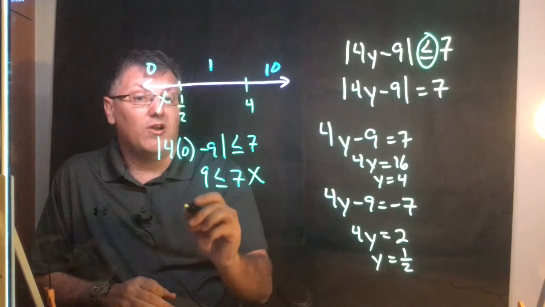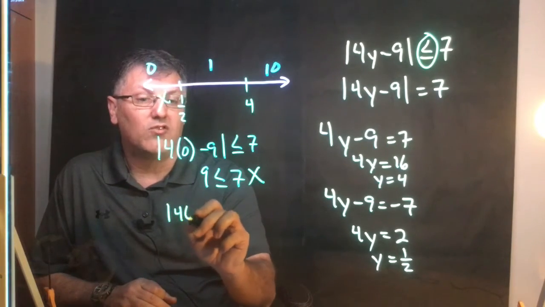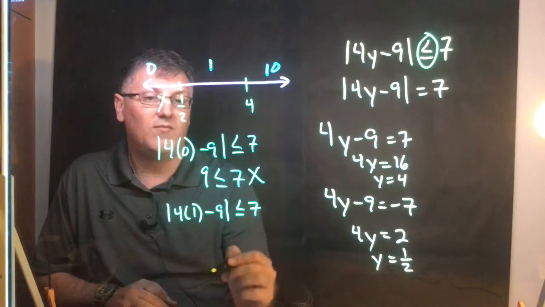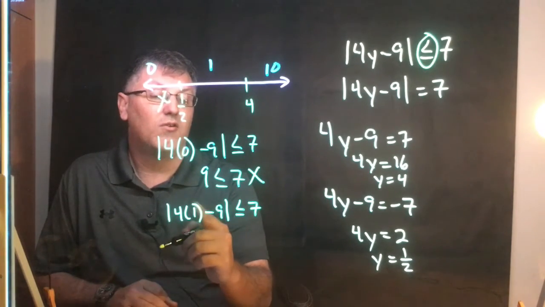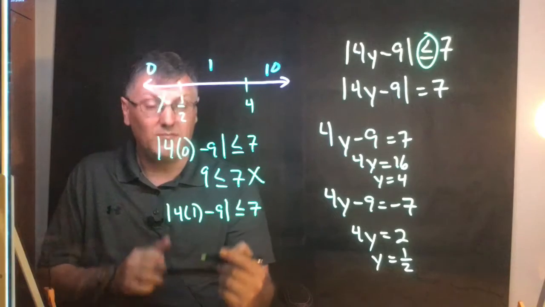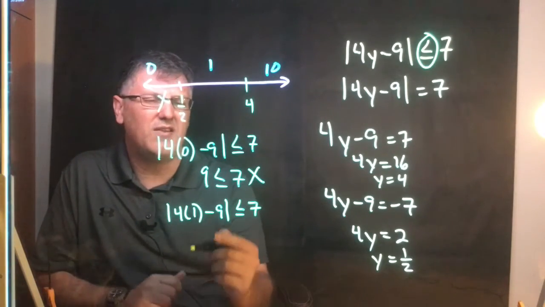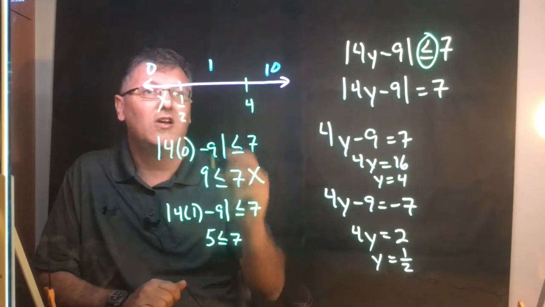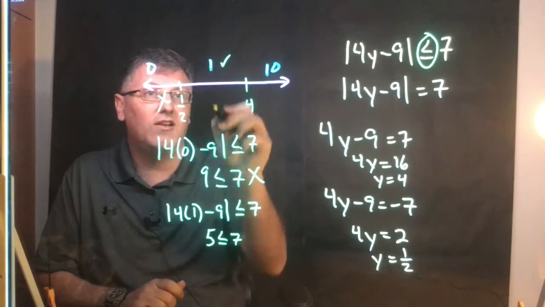So I'm going to plug in 1. I'm going to do the absolute value of 4 times 1 minus 9 is less than or equal to 7. Well, 4 times 1 is 4. 4 minus 9 is negative 5, and the absolute value of negative 5 is 5. So I'm going to get 5 is less than or equal to 7. So this works. Yay, that one works.